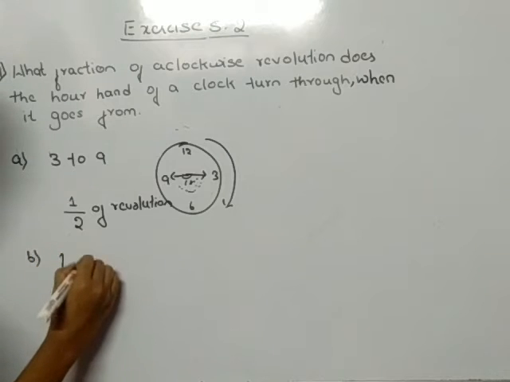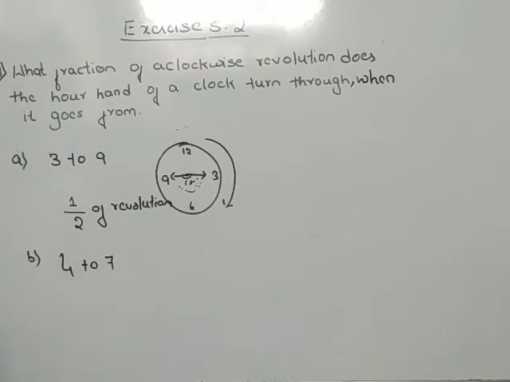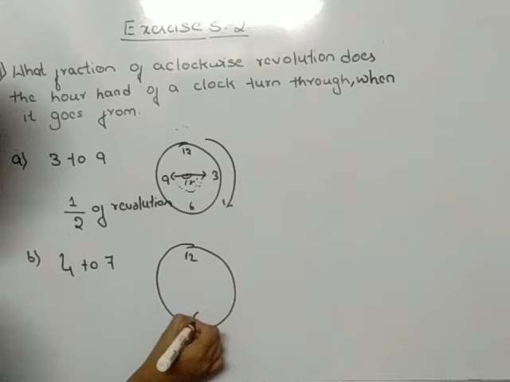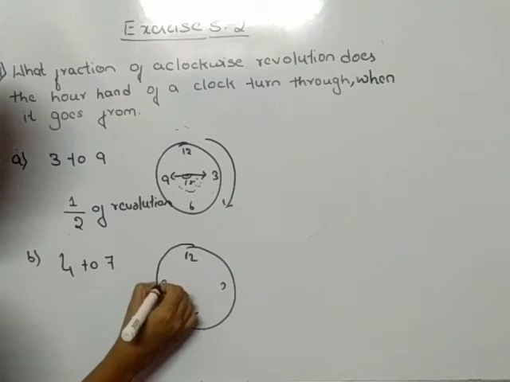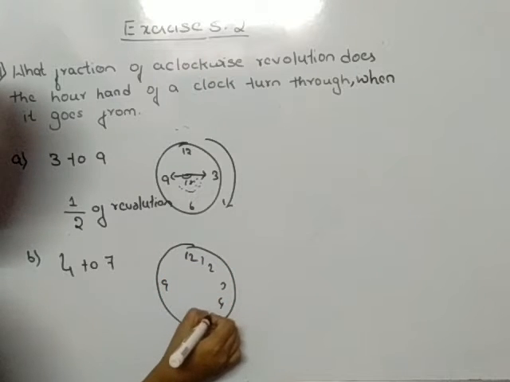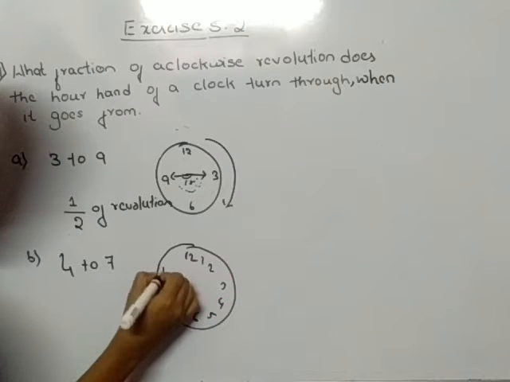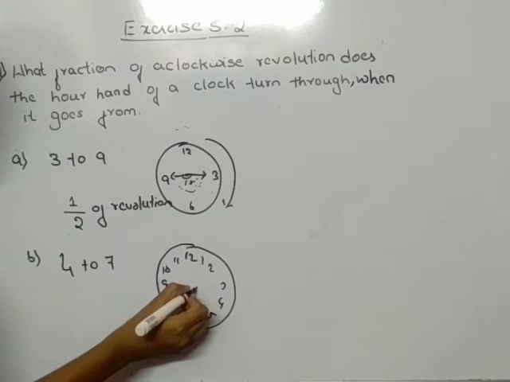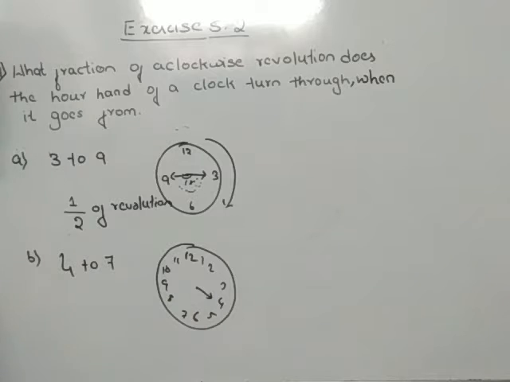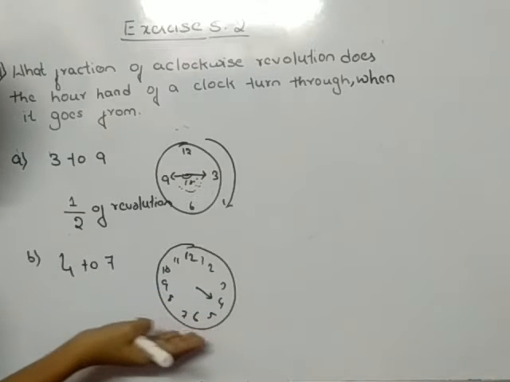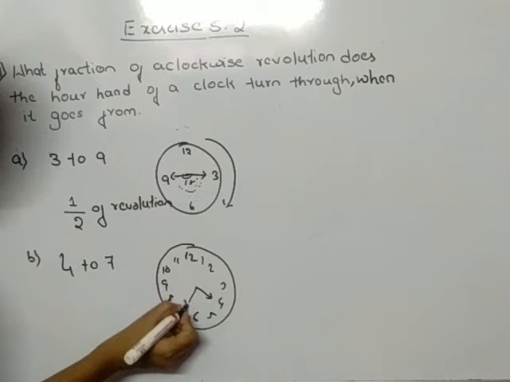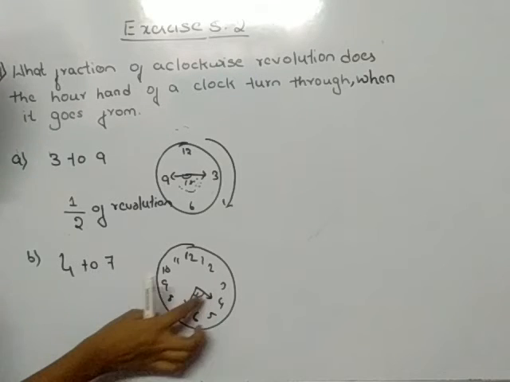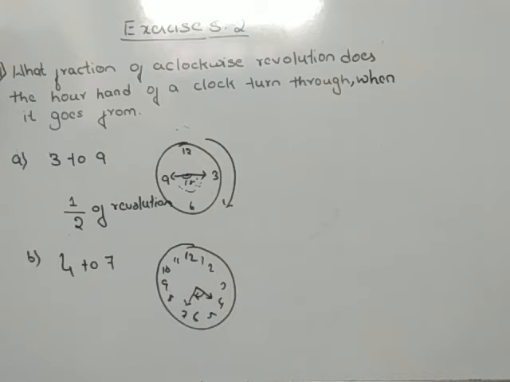4 to 7. Okay, 4 to 7 means this is 12, 6, 3, 9, 1, 2, 4, 5, 7, 8, 10, 11. Right? First our hand is facing to the 4. Then after rotating it came to the 7 here. Isn't it? It rotated here like this. Only this much means it is making 90 degrees.